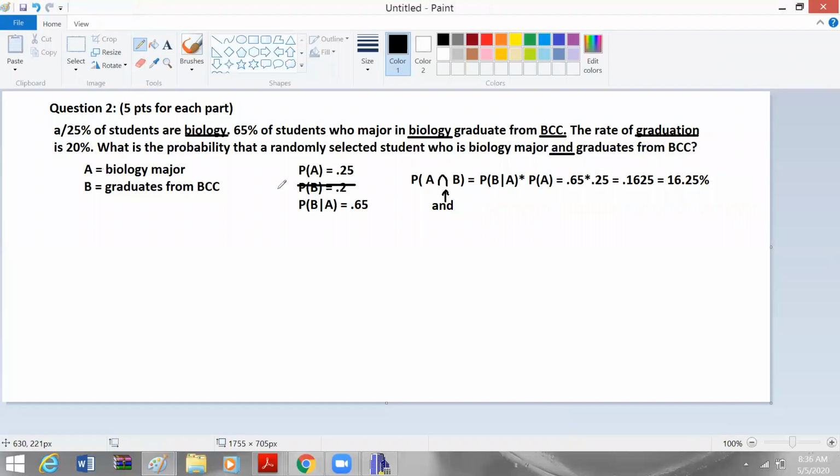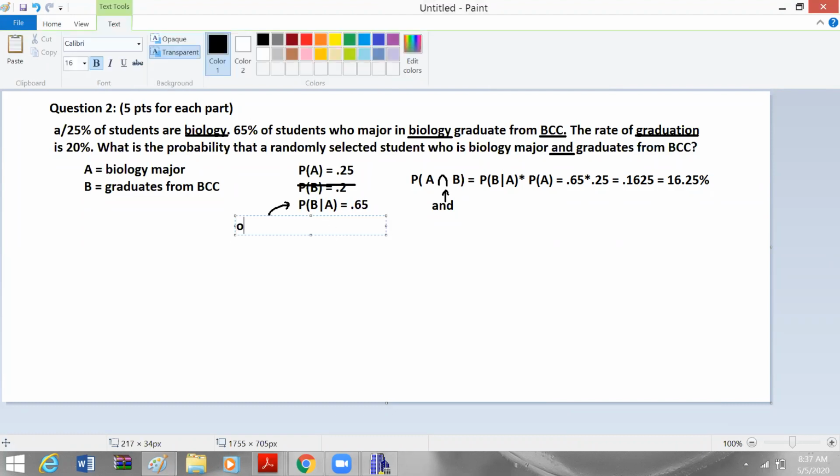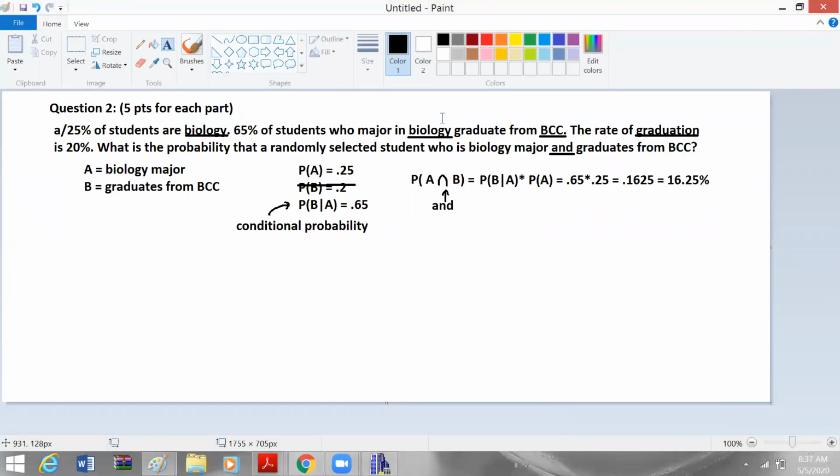So how do you know which one is conditional probability? So remember that 65% would be the conditional probability because it gives us two different types of information. So the one is the biology, and the second one is the graduate from PCC, right? So this has to be the conditional probability. Okay, and how do you know which one is a given? So generally, something that goes first will be a given. Sometimes it is followed by the keyword given, if, and so on and so forth.